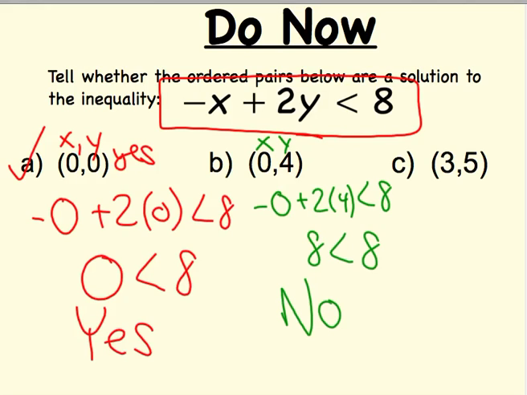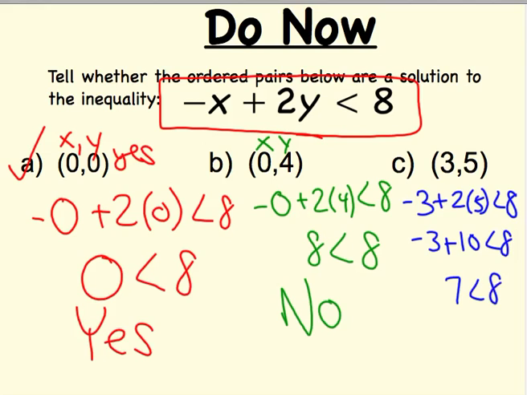So what we're seeing is that these inequalities have many, many different solutions and many, many different points that are not solutions. And what we're going to try to do is separate the solutions from the non-solutions. So let's look at C real quick. If we plug in 3 for x, we get negative 3 plus 2 times 5 is less than 8. And then I get negative 3 plus 10 is less than 8. And I get 7 is less than 8. And we know 7 is less than 8. So this one would be yes. So here, A and C would be solutions, and B would not.